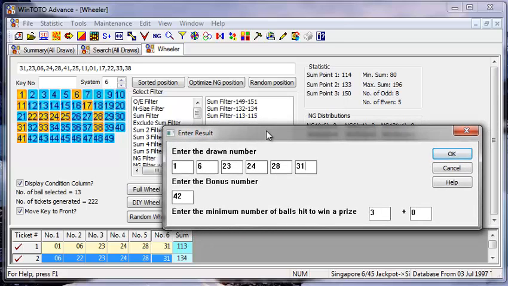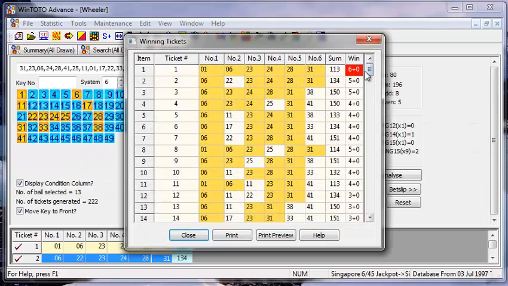What I'm trying to explain is that the first condition is you have got 6 winning numbers here. To guarantee a jackpot, out of these 13 numbers, 6 must already appear, and when they add up together, the total sum is 113 or something between here. You understand what I'm trying to say? So 1 plus 6 plus 23 plus 24 plus 28 plus 31 equals 113. I can assure you, if the results are like that, you are guaranteed a jackpot win.